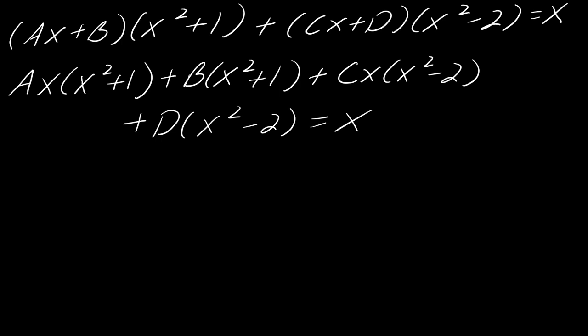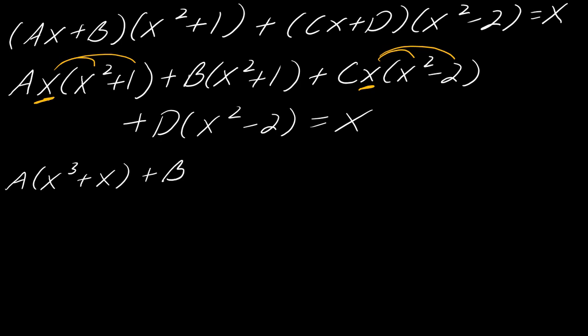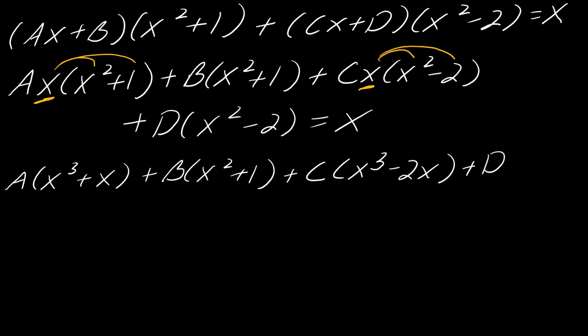And then the other thing that I want to do is, where I have that x in front, that x is the only thing that I'm going to distribute into my parentheses. So what I'm going to get now is a times x cubed plus x, b times x squared plus 1, c times x cubed minus 2x, and d, let's see, I'll just continue on to the next line, and d times x squared minus 2 equals x.